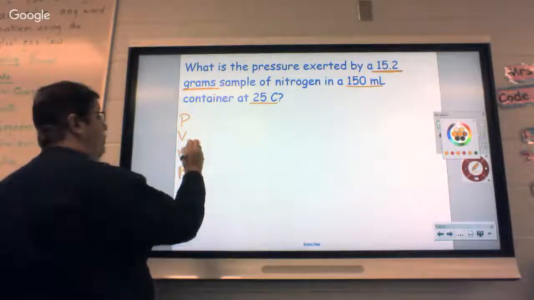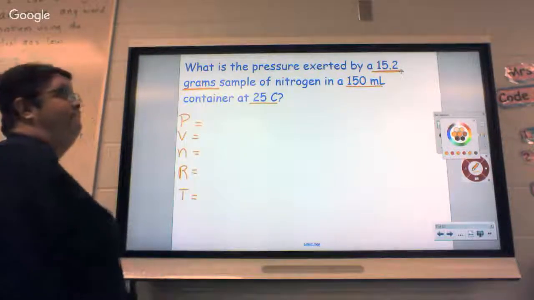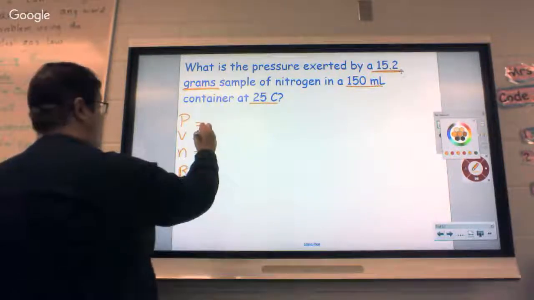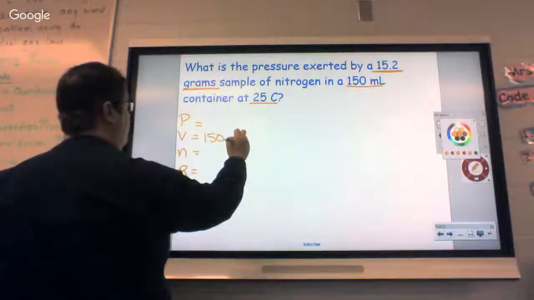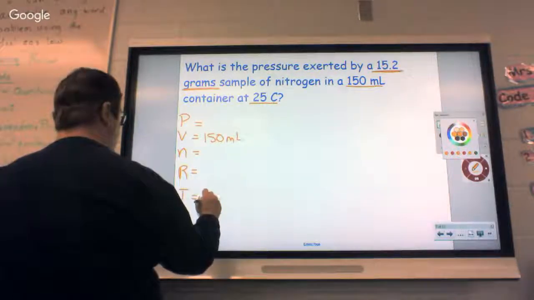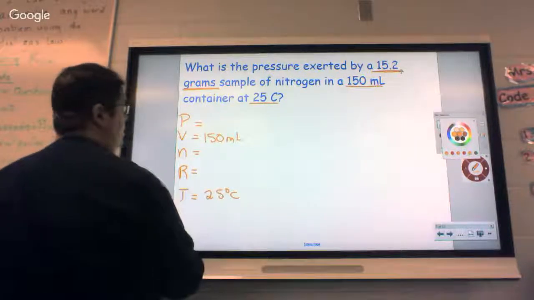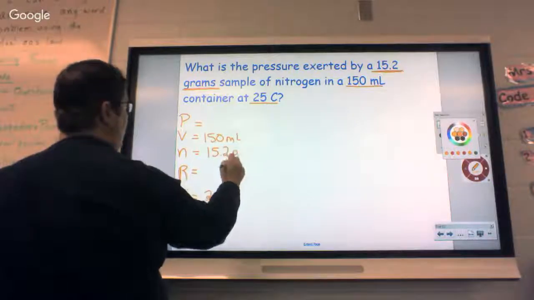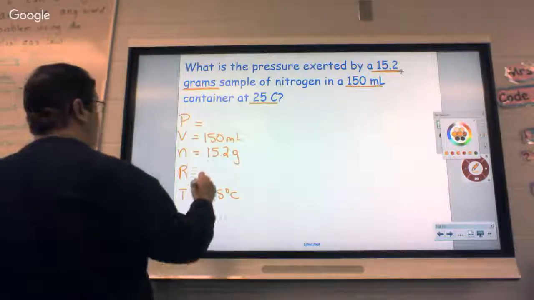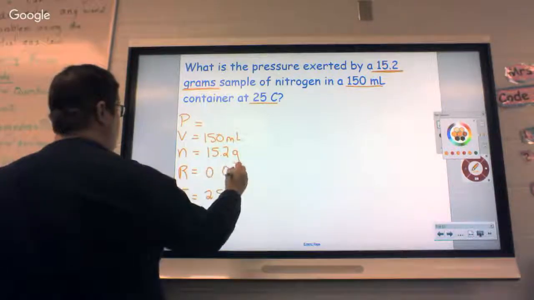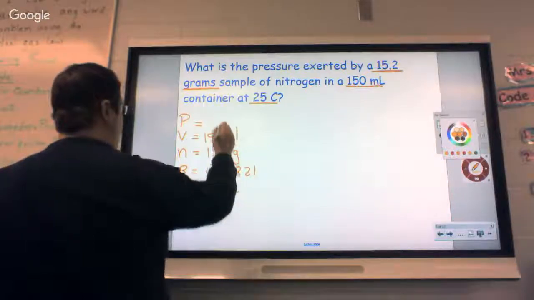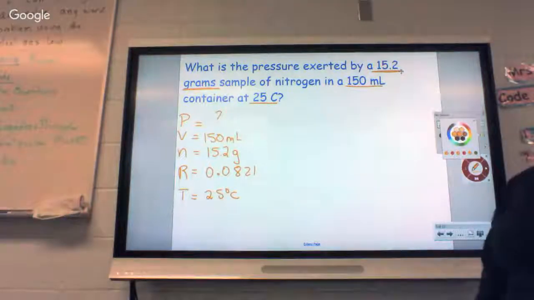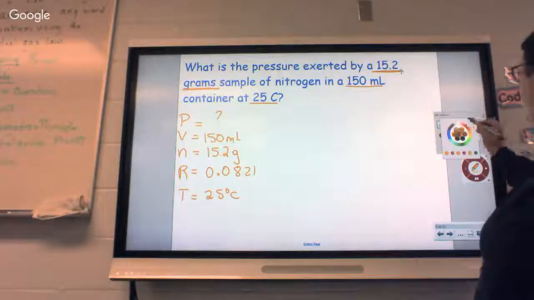What do you know from the question? What's the V? 150 mL. Okay, what else do we know? Temperature is? Okay, what else do I know? n is 15.2 grams. So we're looking for pressure, right? Okay. So check your units. Before you can plug and chug, are my units what they need to be? No, which is where our problem lies.